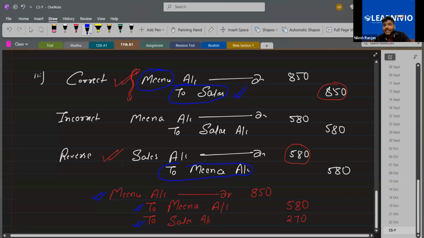Sale on the debit side is 580. So we have deducted 580 from 850 and the difference is 270, and we have written it in credit side. Why credit side? Because sale is more on the credit side. On the debit side, it is less. So we cannot write it on the debit side. So balance is credit. That's why it is written in credit side. Is this clear now?